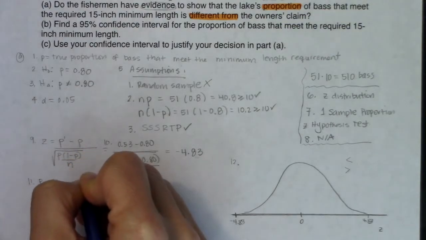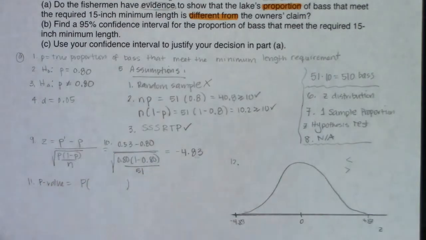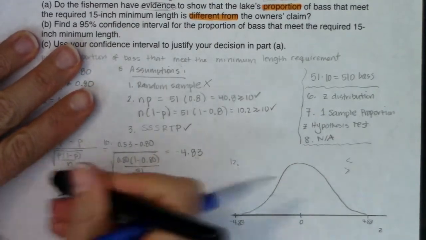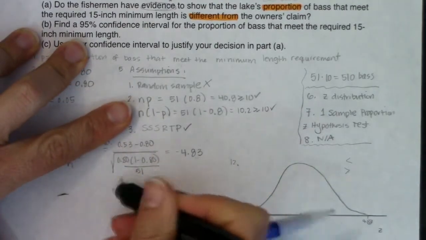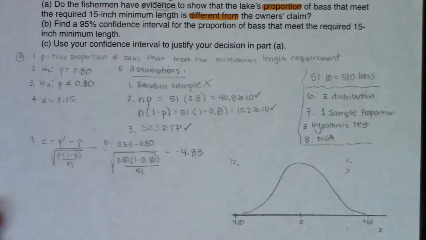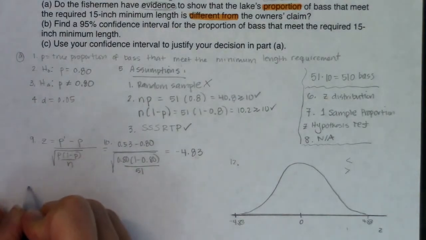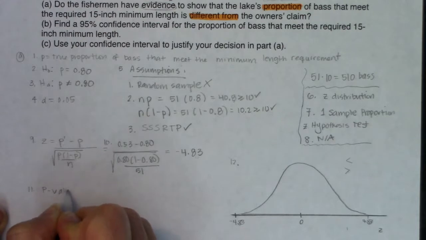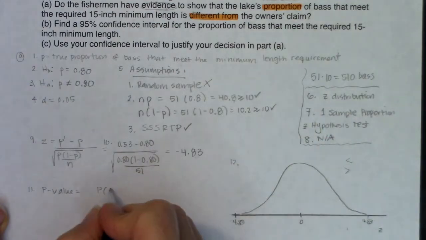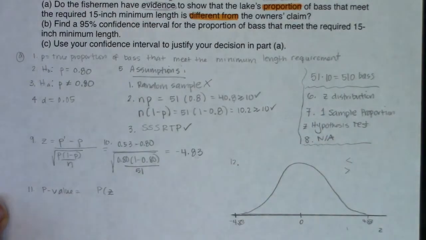And we're going to say probability with some stuff in parentheses. Now you owe me a letter, a symbol, and a number. Actually, I'm going to write this a little bit lower so it doesn't run into step 10. I'm going to make sure it's all in view. Okay, so for step 11, you owe me a p-value. Again, probability. We owe a letter. What letter is it? It's the z. Okay, what symbol? You have to choose less than or greater than.